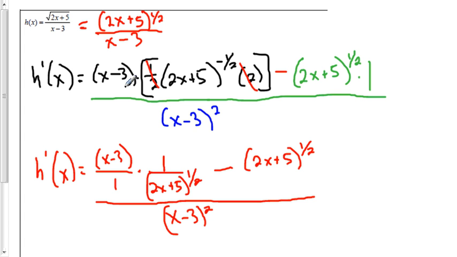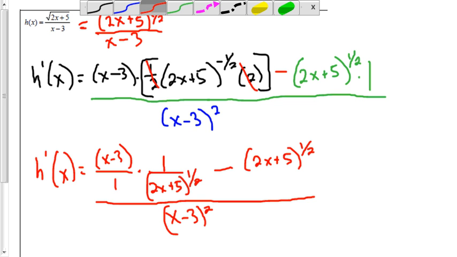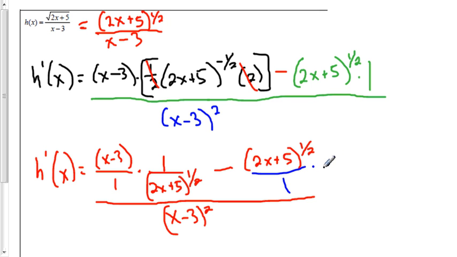So this 1 half and this 2 cancel out, and all I did was write the negative exponent into the denominator, rewriting it with a positive exponent. And now I'm going to make this whole numerator one big fraction. So I need to find a common denominator, and that common denominator is going to be 2x plus 5 to the 1 half. So I multiply both the numerator and denominator by that 2x plus 5 to the 1 half.